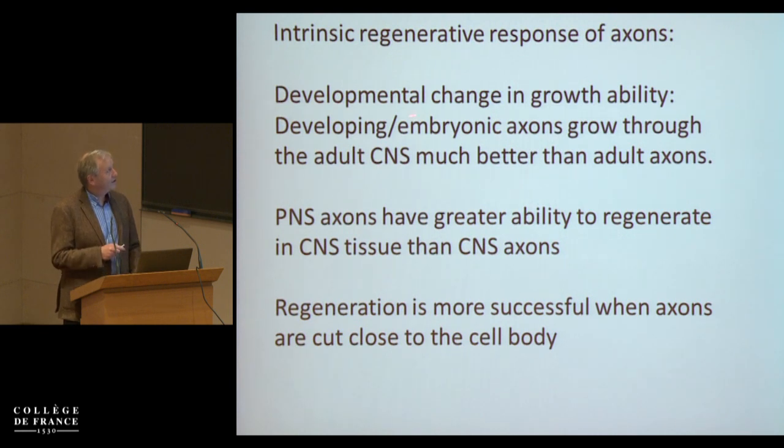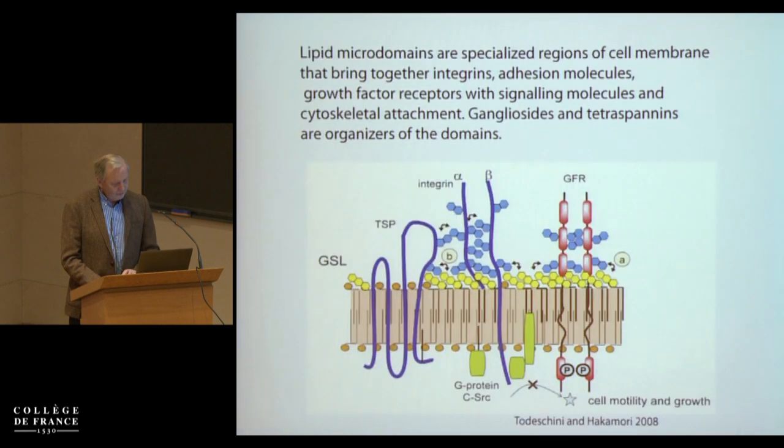So what happens during development is that we go from embryonic neurons, whose axons will regenerate through anything pretty much, to adult CNS axons, which will regenerate through almost nothing and are very, very easy to block. So there's a developmental change in axons which changes their ability to grow. There's also a difference between the axons of the peripheral nervous system and the central nervous system. The peripheral axons have a high regenerative ability. The central ones have a low regenerative ability. So what can we do about this?